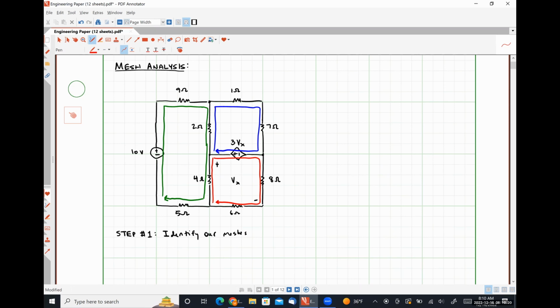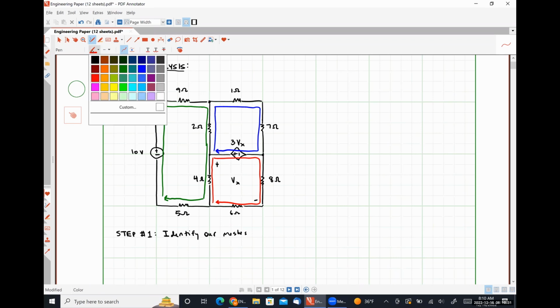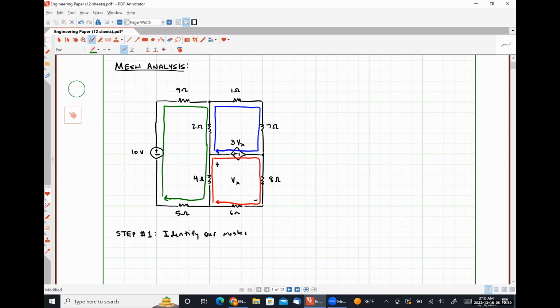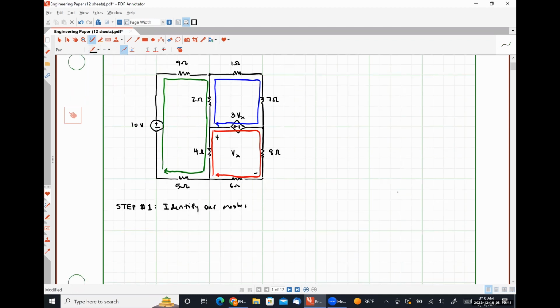So I do want to point something out really quickly here. Right now, since this is our first introduction, I'm being very deliberate about identifying our meshes. Later on, I will probably lump steps 1 and 2 together. Actually, let me tell you what step 2 is first, and then it'll make more sense. Step number 2 will be to assign mesh currents.